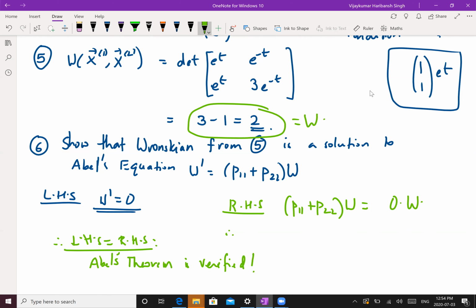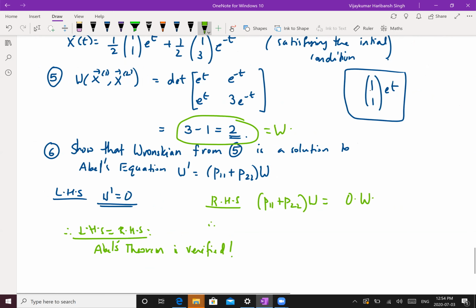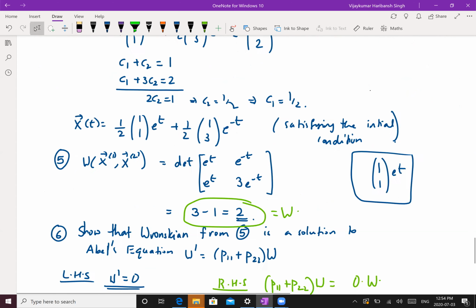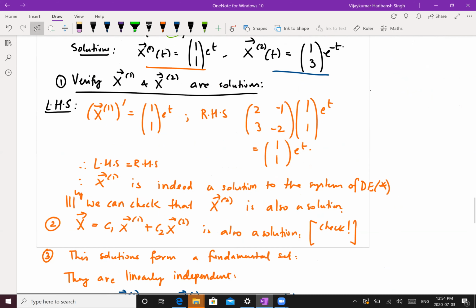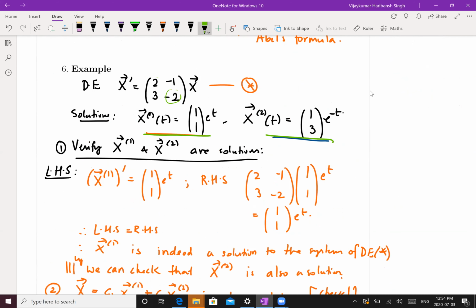So that's about it for this part. Next, we'll see how to find this fundamental set of solutions. Here we were given these solutions, but how did they come into existence? We haven't dealt with that yet, and that will be the part of the next lecture. Thank you for your attention.